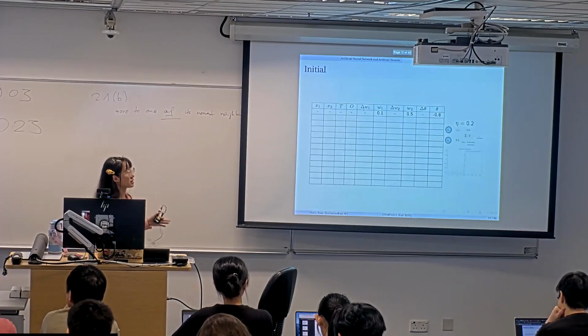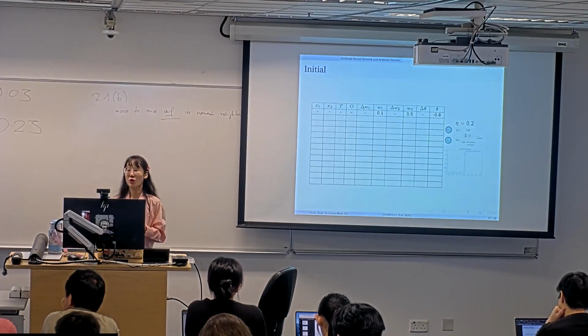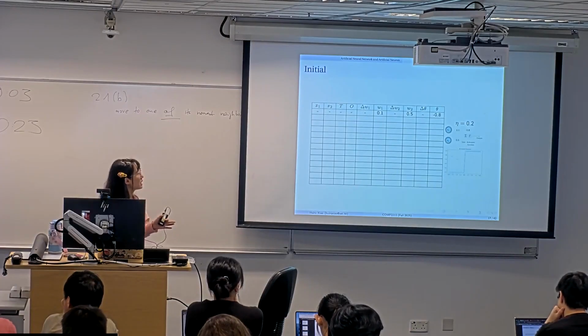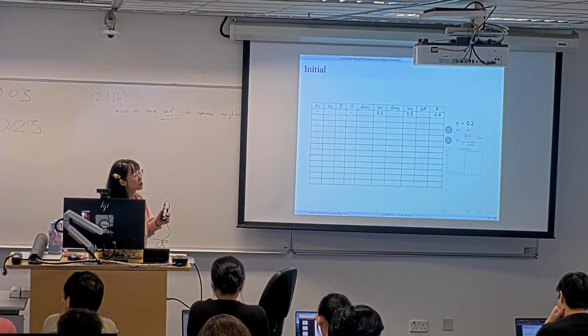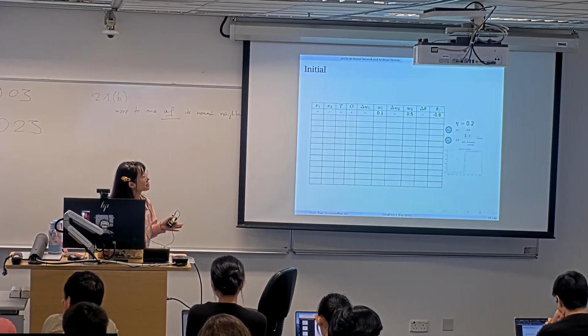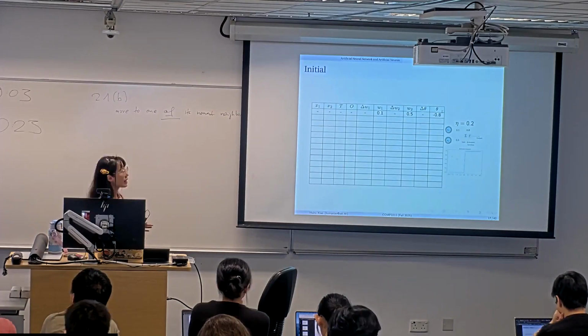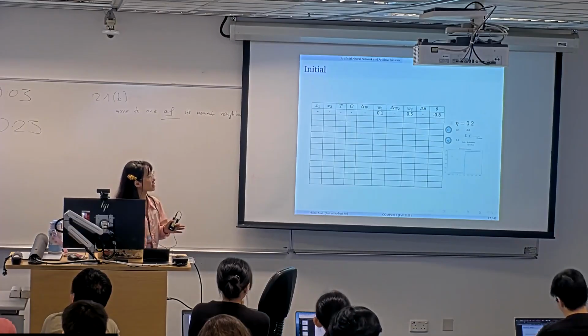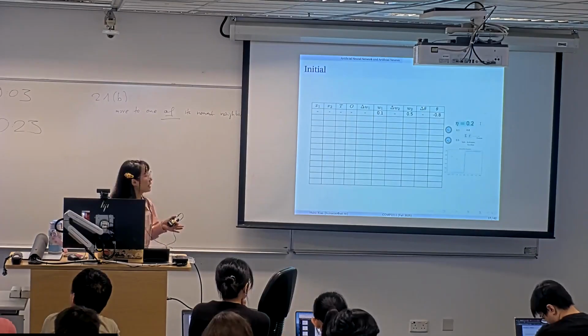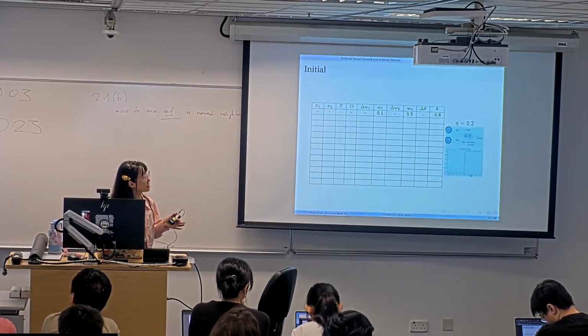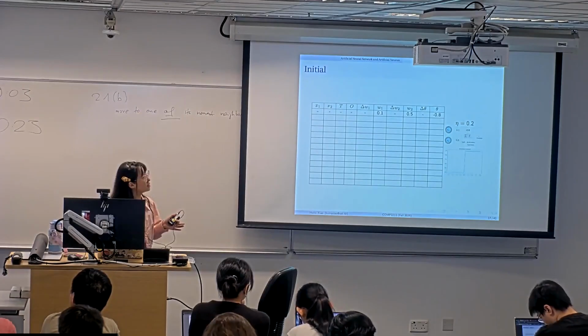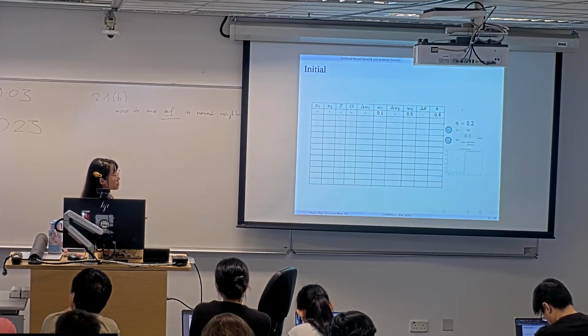We will have a big table to record all the updates. Initially, W1 is 0.1, W2 is 0.5, and theta is negative 0.8. This is our random initialization. And the learning rate eta, we just set to be 0.2. The binary step activation function is like this, and this is our neuron, our perceptron structure.